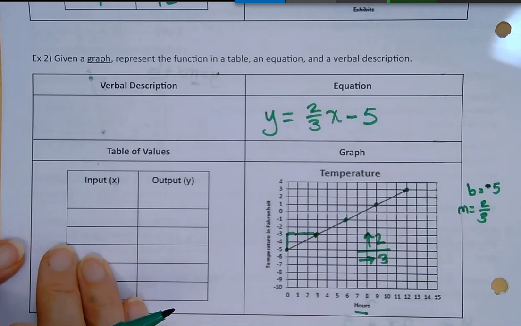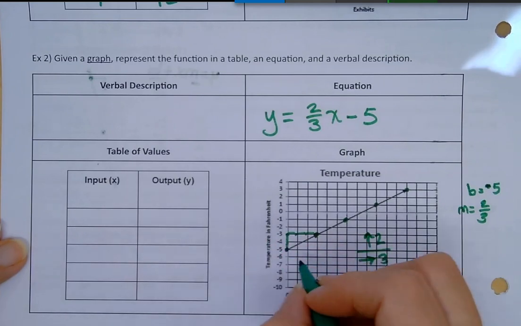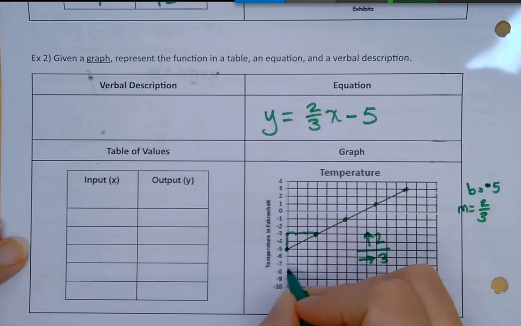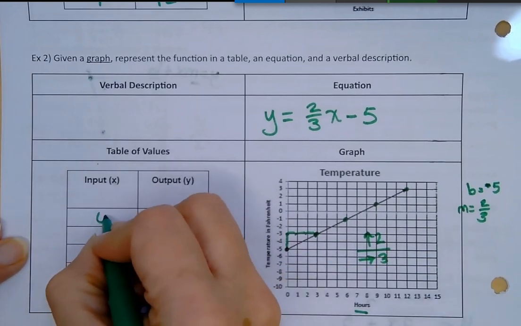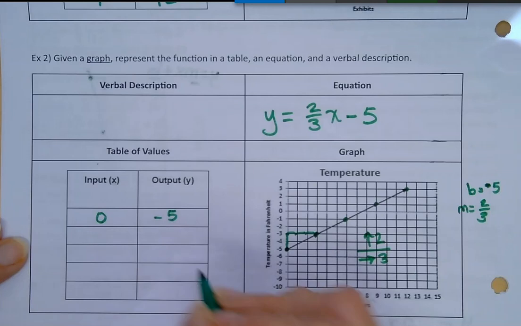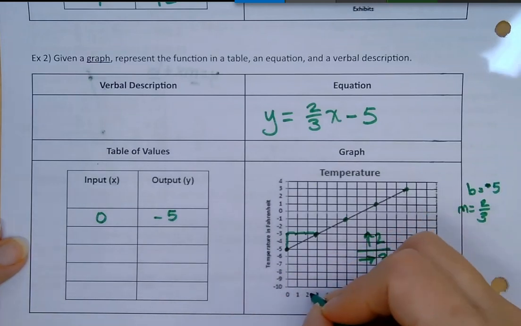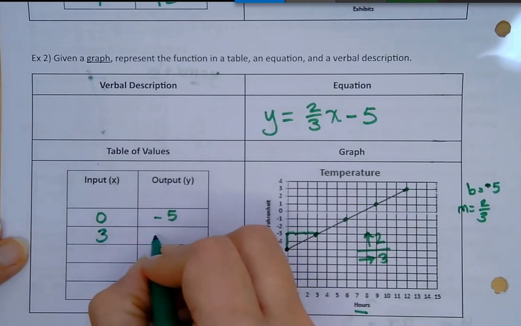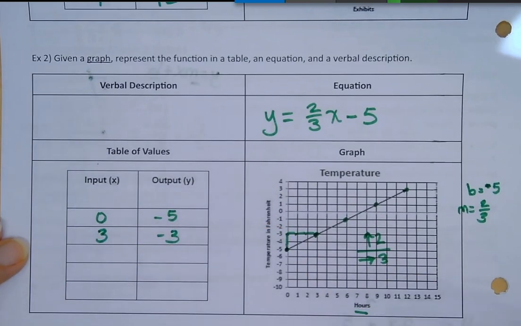Now I can do my input. I can get my input because these are all ordered pairs. I know this ordered pair is at (0, -5). So 0 and -5 go together. I can find these points right on my graph. This is (3, -3). If the graph is a little less clear than I want it to be, I can choose my own x values, my own input values to plug in and solve for algebraically.